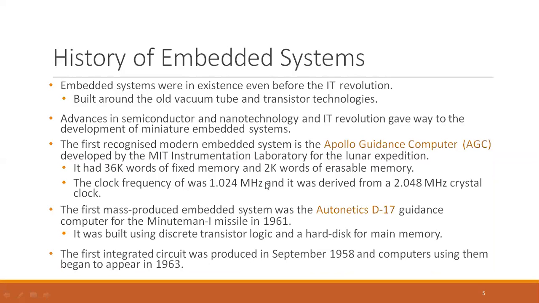So how have embedded systems evolved? Embedded systems were in existence even before the IT revolution, built around the old vacuum tube and transistor technologies. Advances in semiconductor and nanotechnology and the IT revolution gave way to the development of miniature embedded systems, right?